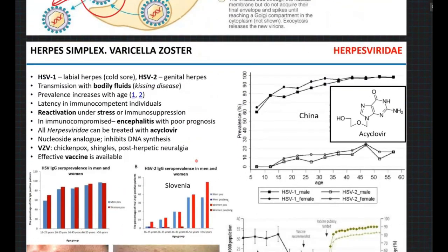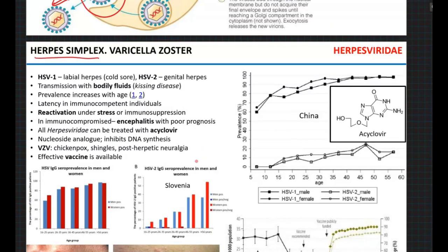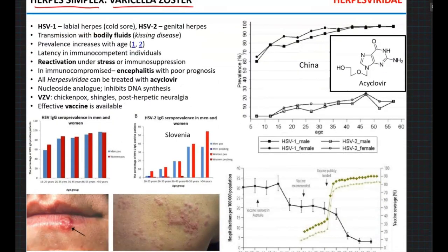So first let's talk about a couple of alpha herpes viruses that you know pretty well. Herpes simplex and varicella zoster, also known as chickenpox. So herpes simplex is known as labial herpes and genital herpes. Previously, HSV1, herpes simplex type 1, was considered to cause cold sores, and HSV2 was considered to cause genital herpes. Now the idea is it's probably a mixed bag. Okay?